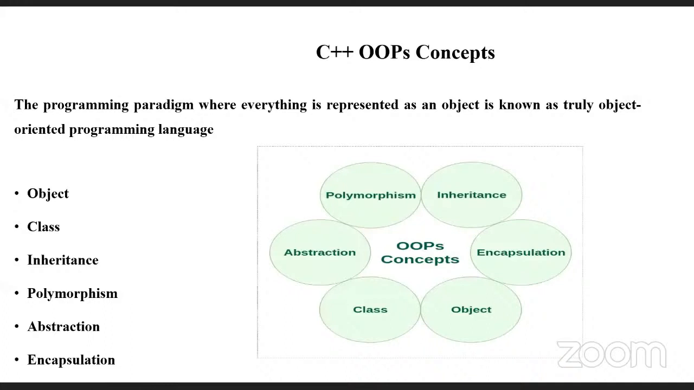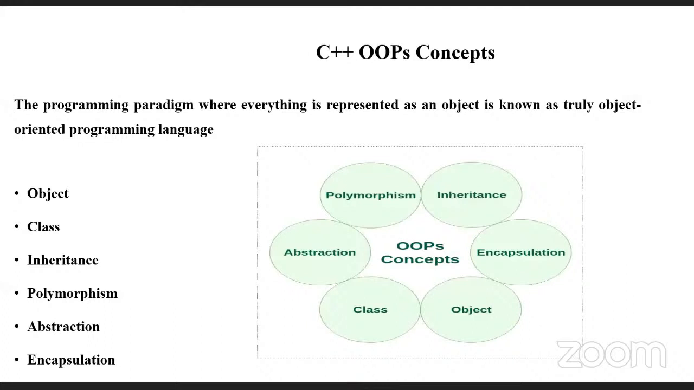OOPS means object oriented programming concept. There are some object oriented programming concepts here: first object, next class, inheritance, polymorphism, abstraction, then encapsulation. Please be careful while explaining, don't make noise, because this is the main basic concept of C++. If you understand these six object-oriented programming concepts, definitely you will understand the entire C++ program.